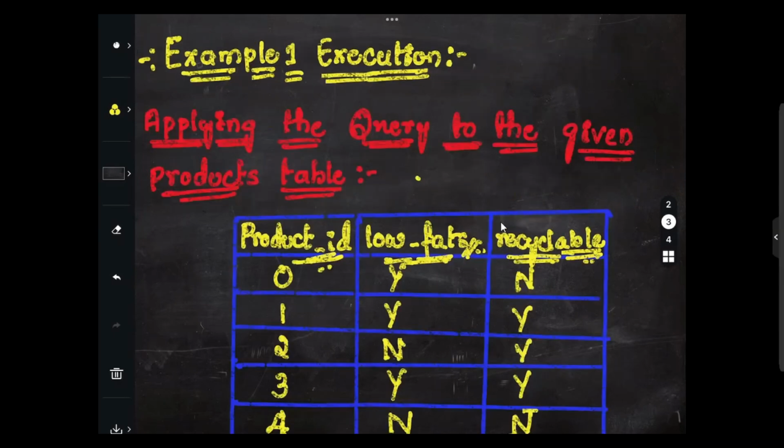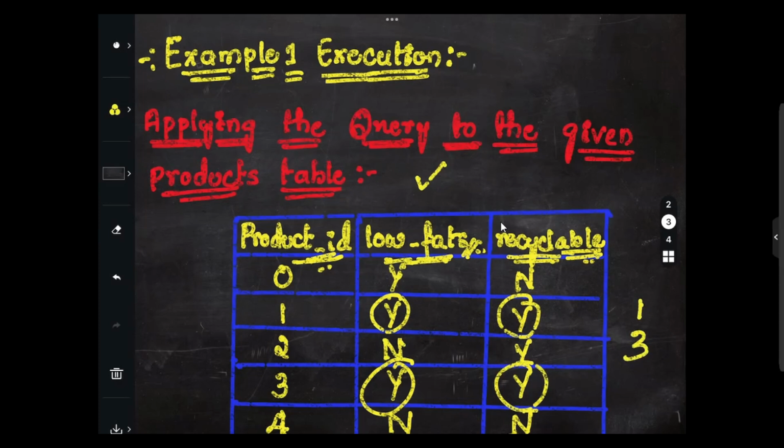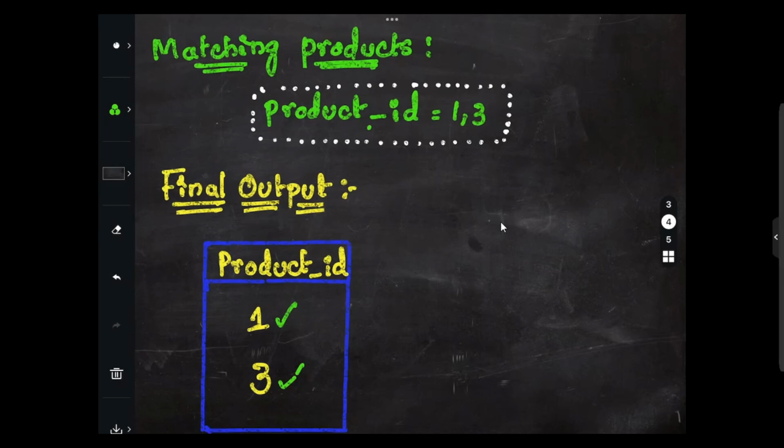We have already seen example one. Applying the query to the given products table, rows 0, 1, 2, 3, 4, we check low fats and recyclable. In two rows both are Y, so the output has to be 1 and 3. You can clearly see the matching product IDs are 1 and 3, so the final output has to be product IDs 1 and 3.